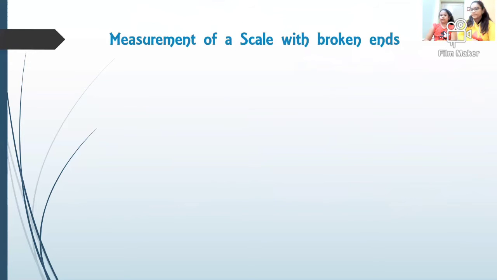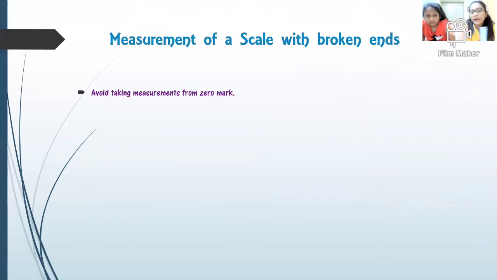Measurement of a scale with broken ends. You're going to break them into pieces? No. Actually, this is not at all the same. Whenever you have a scale with broken ends, instead of throwing it away, I can tell you how to measure things. First of all, avoid taking measurements from the zero mark, because as the end is broken, even if you can't see the zero, but you have the big line which can be representing zero, avoid taking measurements from the zero mark.